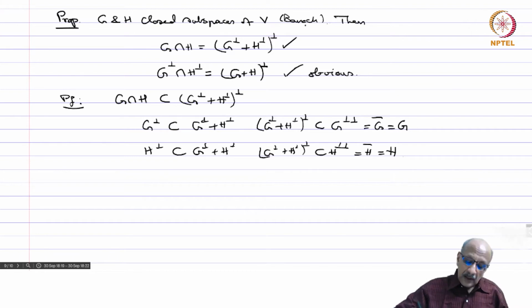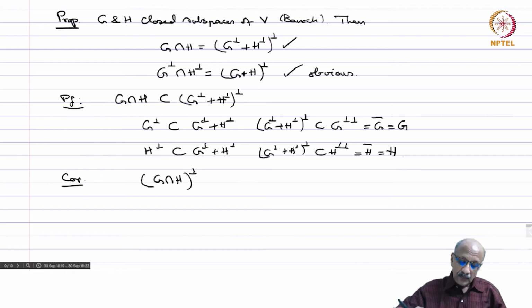Okay, now you combine these two with the preceding observations. So we get the following corollary. (G intersection H) perp. So if I take the perp of this, it contains (G perp plus H perp) double perp. So this contains (G perp plus H perp) double perp, but this is a subspace of V star, so it contains (G perp plus H perp) closure.